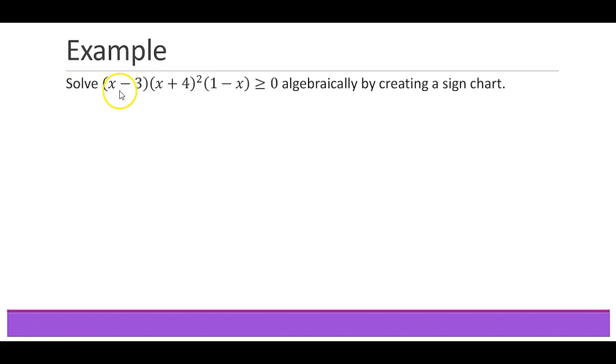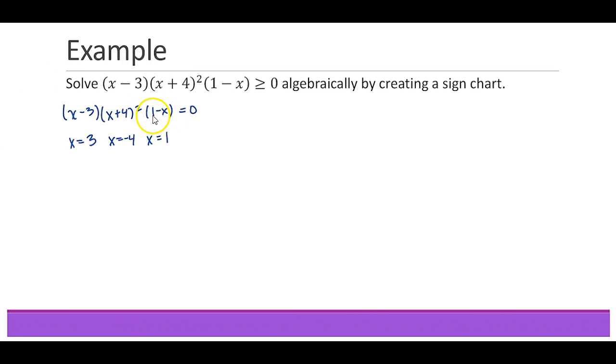In this example, we'll solve quantity x minus 3 times quantity x plus 4 squared times quantity 1 minus x greater than or equal to 0 algebraically by creating a sign chart. So algebraically means by creating a sign chart as opposed to doing a graph. Well, thankfully this is already in factored form. So what we need to do is set this equal to 0. So again, similar to quadratics, what we need is the zeros, but since it's already factored, x minus 3, x plus 4 squared, 1 minus x equals 0, we can easily find all of the zeros. We get x equals 3, x equals negative 4, and here we'd get x equals 1.